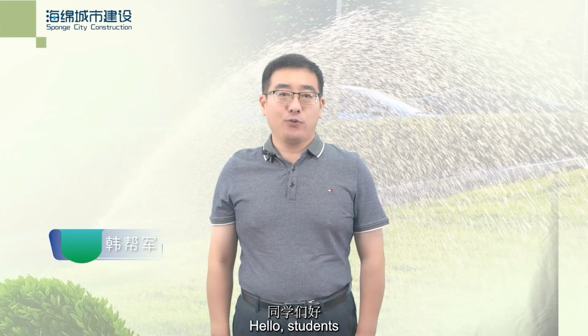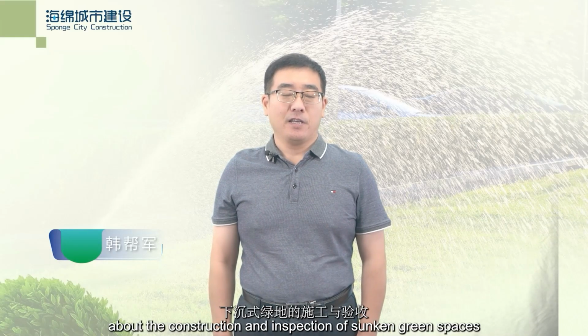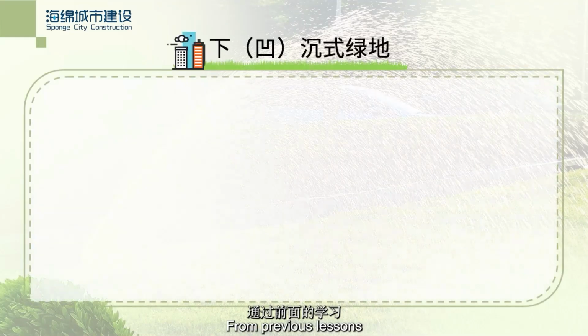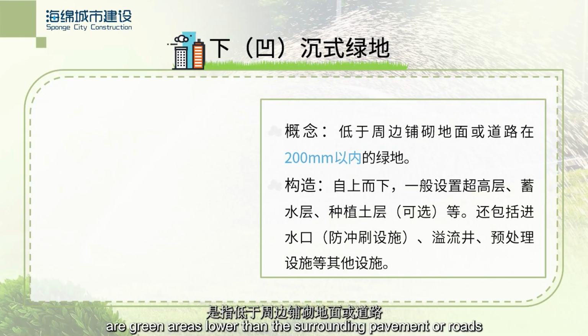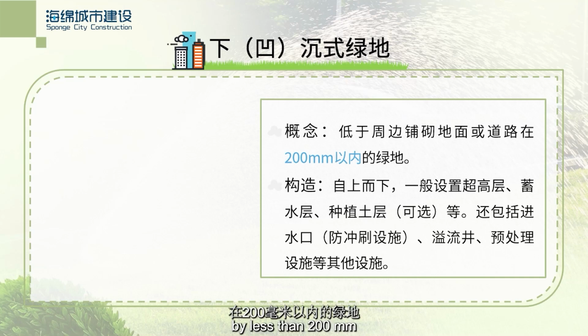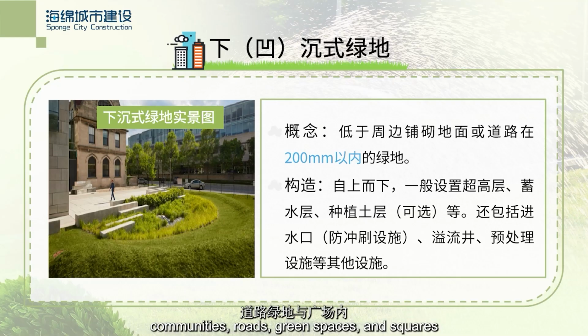Hello, students. In this lesson, we will learn about the construction and inspection of sunken green spaces. From previous lessons, we know that sunken green spaces are green areas lower than the surrounding pavement or roads, by less than 200 millimeters. They are widely used in buildings, communities, roads, green spaces, and squares.